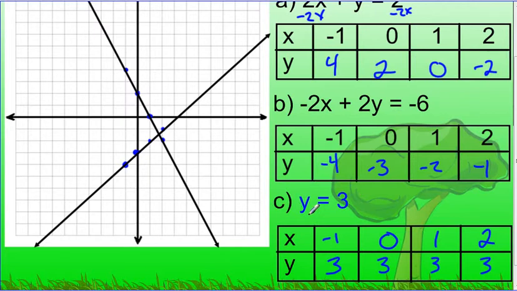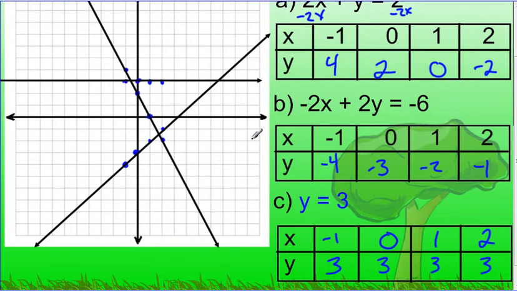Y equals 3. So let's find this first one. We're going negative 1, 1, 2, 3. 0, 3. 1, 3. 2, 3. We've got ourselves a horizontal line right at the value y equals 3, right there.